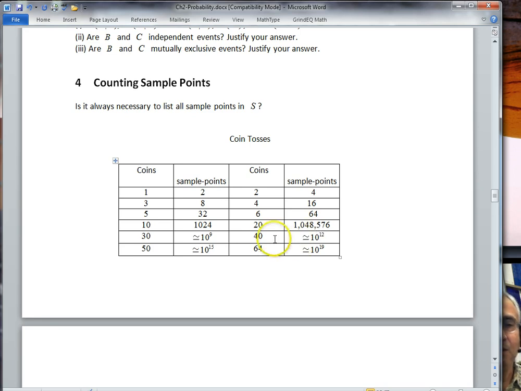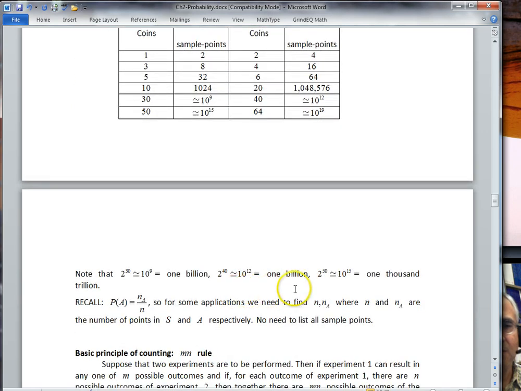If I have 30 coins, that's about 10 to the power 9, what's that? That's a billion. 40 coins, 10 to the power 12, 50 coins, 10 to the power 15. So I got an estimate here, about 2 to the power 30 is about 1 billion, 2 to the power 40, well, I got 1,000 billion, or 1 trillion here.